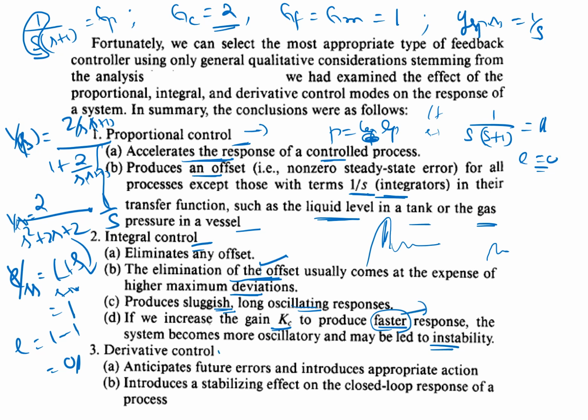Okay. Then next comes the derivative controller, which anticipates the future errors and introduces appropriate action. And then it introduces a stabilizing effect, because this is integral, which means it keeps on increasing. If this is the input to an integral controller, it goes on increasing as the time t increases, so it is unstable. But if you put in a derivative controller, this t becomes one, which is constant. So in order to stabilize, we have to use a derivative controller.